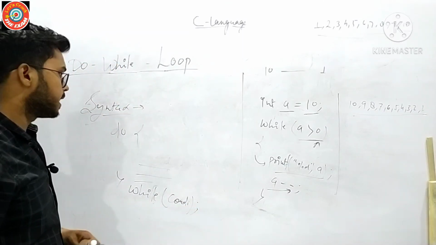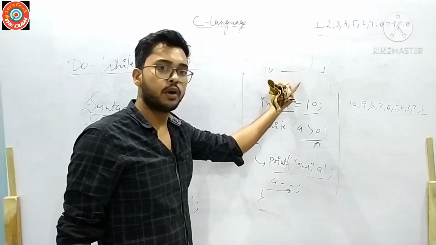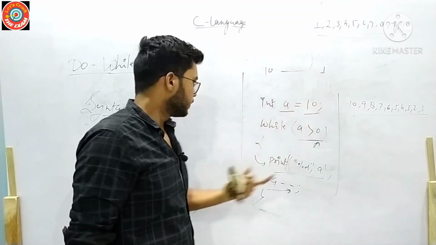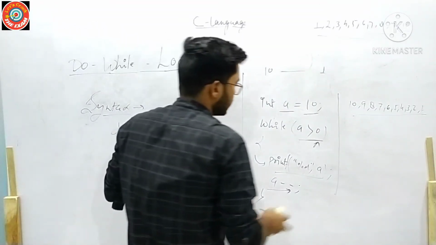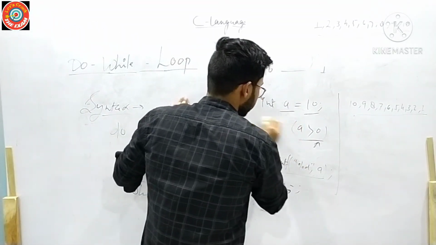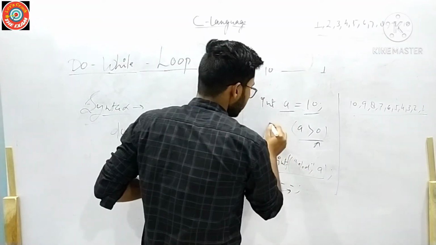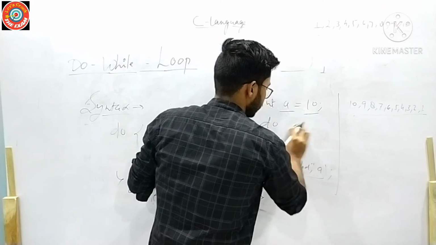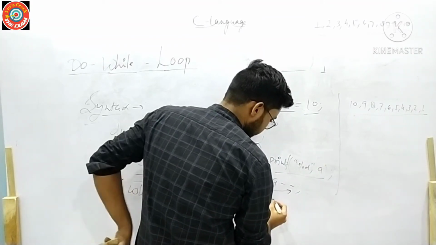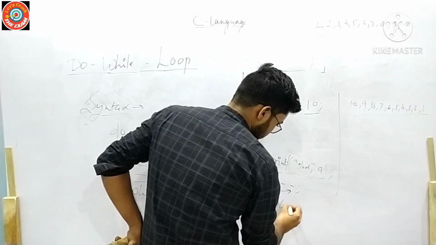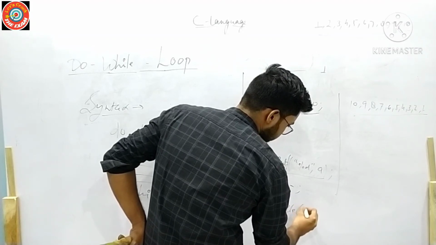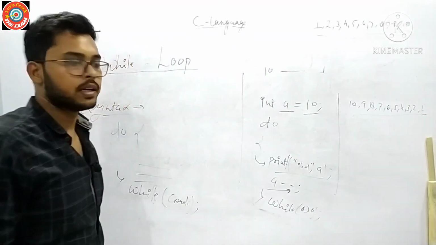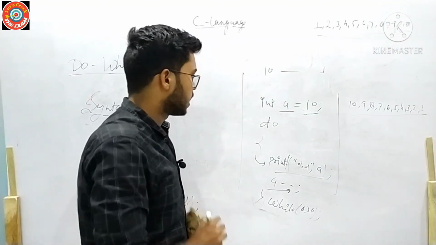Okay, now the same program, we want to print the numbers decreasing from 10 to 1. Okay, we will write in do while loop. Okay, so we don't have to do anything, we'll just write here do. Okay, and the condition we will write here, while and then condition is a is greater than 0. Okay, so let's see how it works.